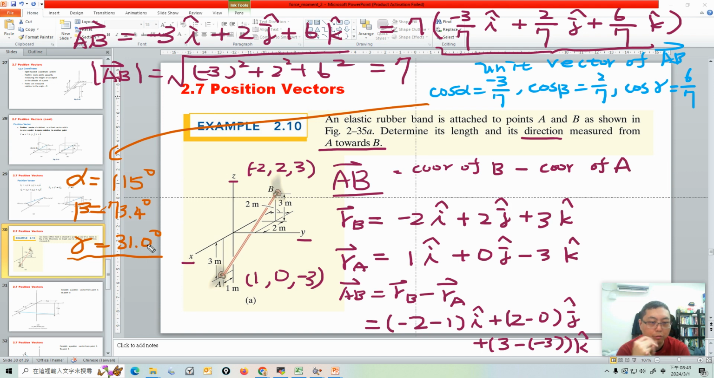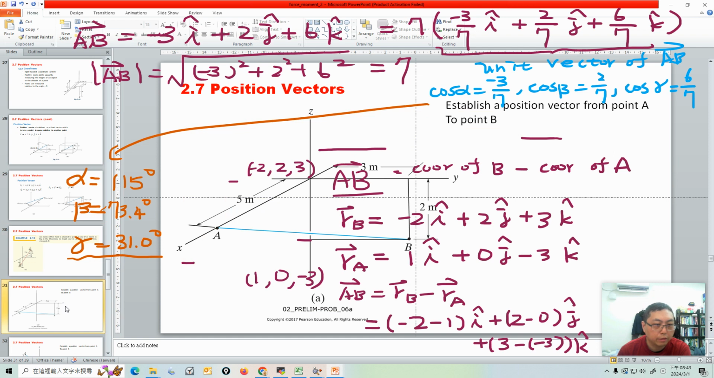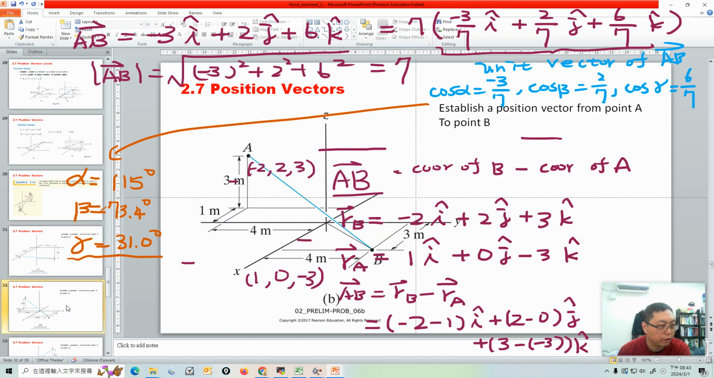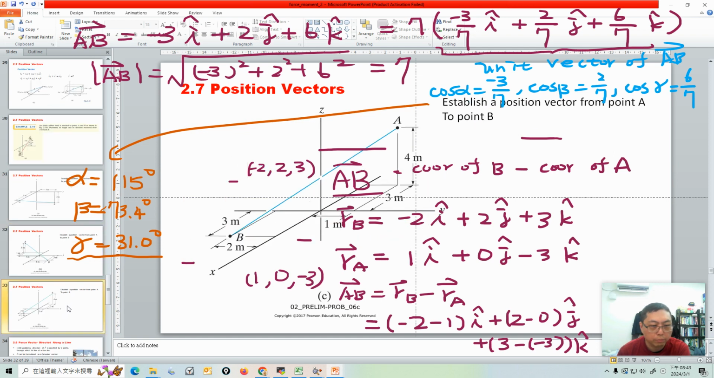There are also some other examples to calculate the position vector on other slides, but I think you can try them yourself, and I will update the answers on the PowerPoint so you can check by yourself.